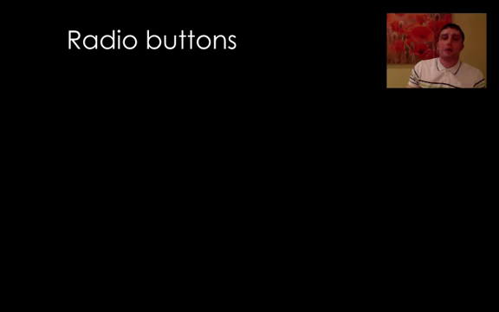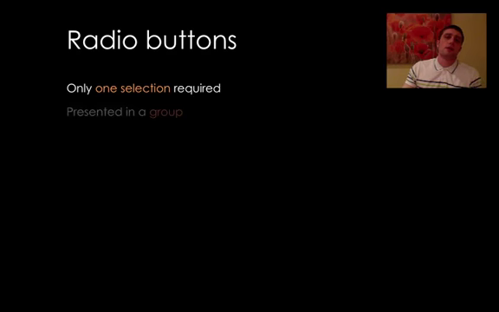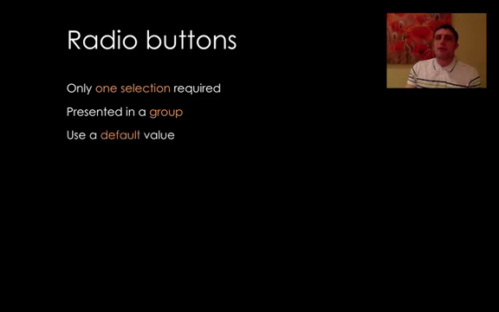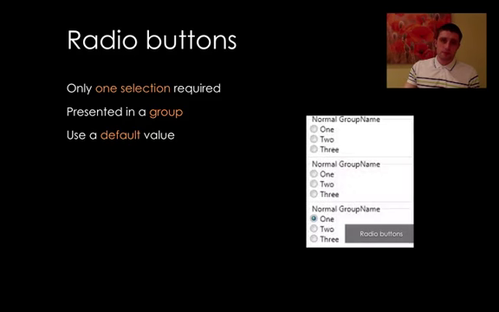Next we have radio buttons. So they're usually used if only one selection is required from a group of options. Indeed, they're presented in a group, yes, no, maybe, for example, and we always have a default value. So in the idea of yes, no, maybe, we might default at yes. The user will select no, and then it moves from yes to no. Here you can see how it's being used.